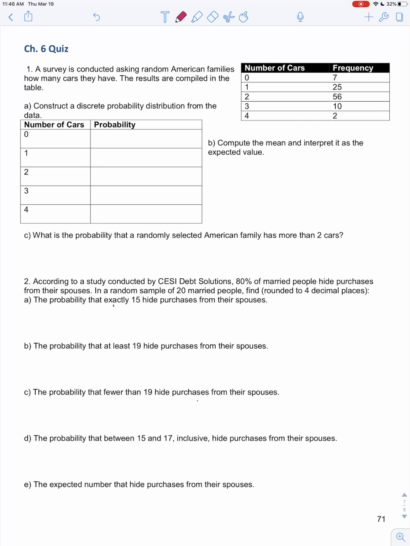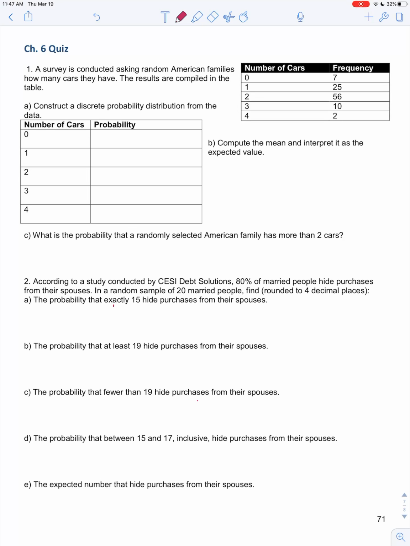Everyone, I wanted to go over the Chapter 6 quiz with you so that you have this to study for your test next Tuesday. A survey is conducted asking random American families how many cars they have. The results are compiled in the table. So Part A is asking us to construct a discrete probability distribution from the data.